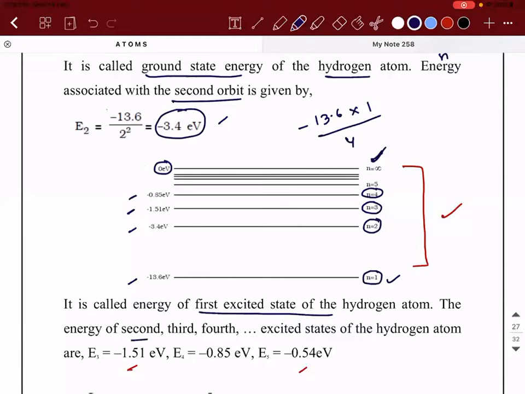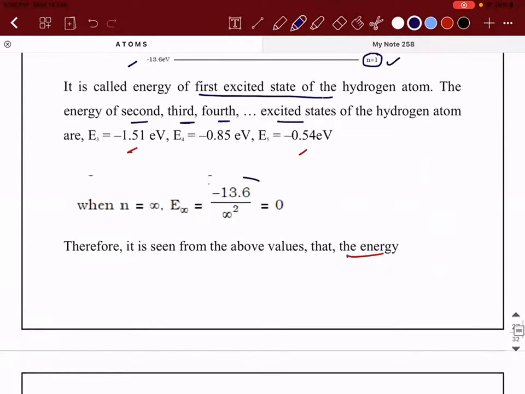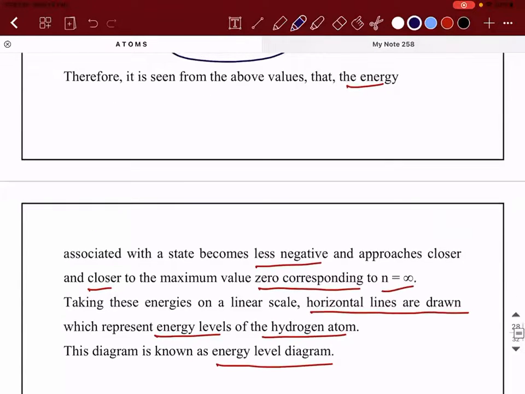So the energy of the second, third, fourth excited states of the hydrogen atom will be how much? Minus 1.51, minus 0.85, and it keeps on going. And the energy of the electron in the infinite orbit is going to be 0. It is seen from the above values that the energy associated with the state becomes less negative and approaches closer and closer to the maximum value 0, corresponding to n is equal to infinity.